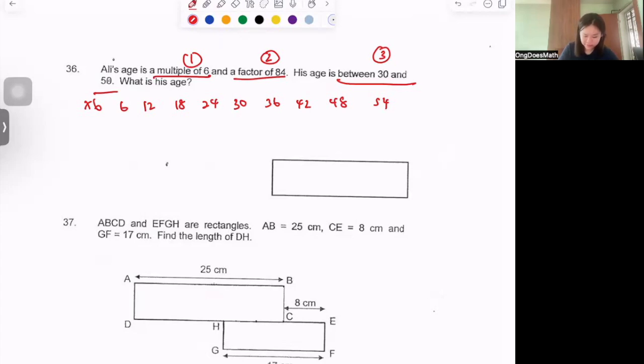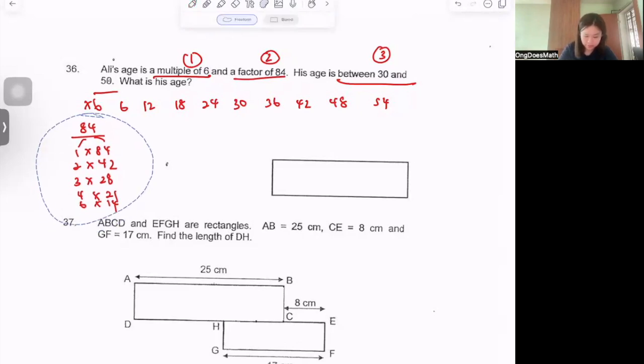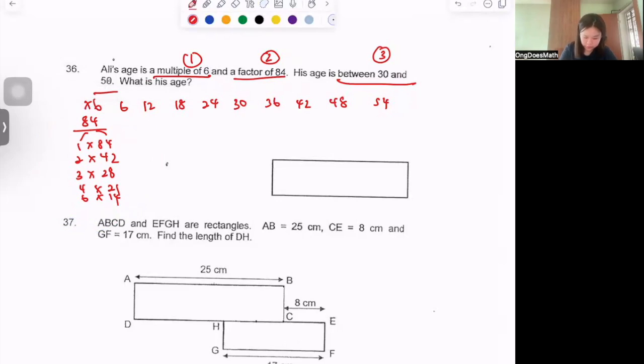Next, factor of 84. So be 1 times 84, 2 times 42. Is 3 possible? 3 times 28. 4 times 21. 5 is not possible. 6 times 14. 7 times 12, that's a lot. Let me just shift this up. 7 times 12. And that's it.